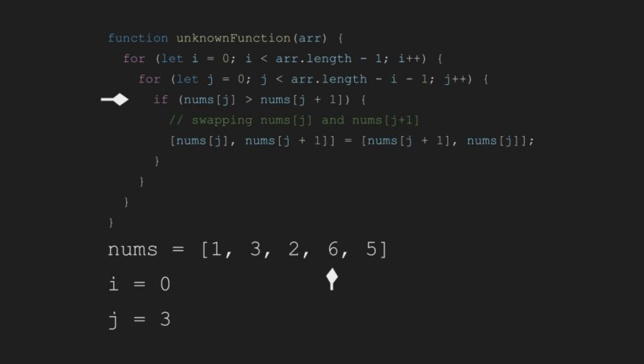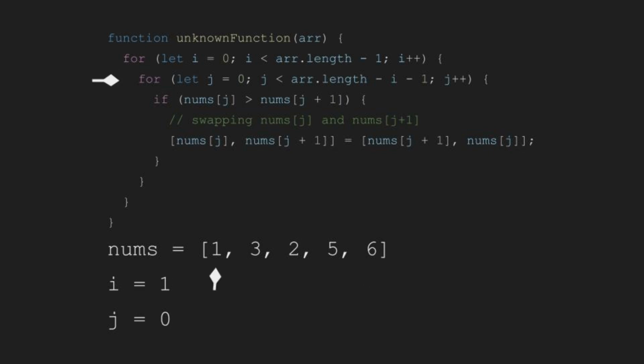j becomes 3 and we see nums[3] equals 6, which is greater than nums[4], which is 5. So we swap them and the array becomes [1, 3, 2, 5, 6] and j becomes 4. As j is not smaller than 4, we terminate the loop and i becomes 1.